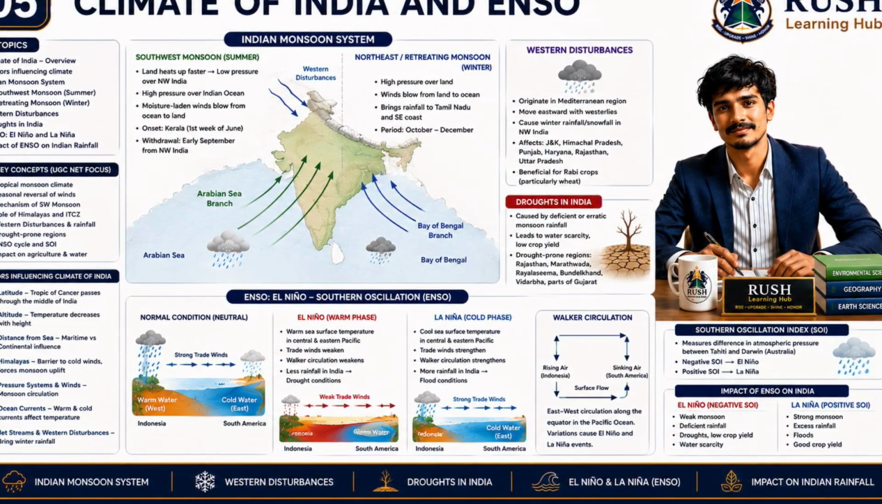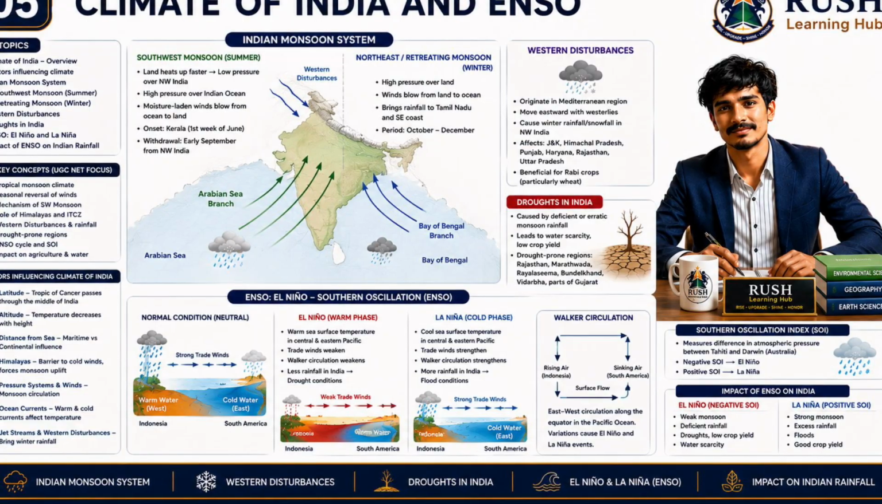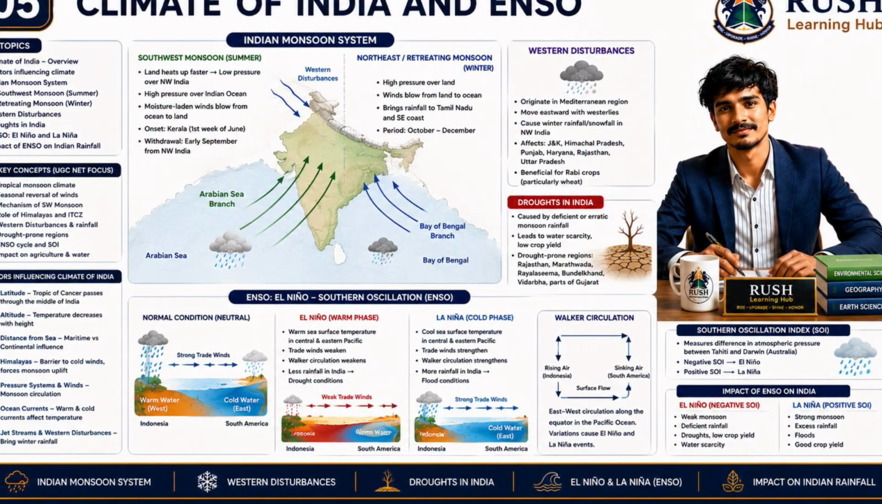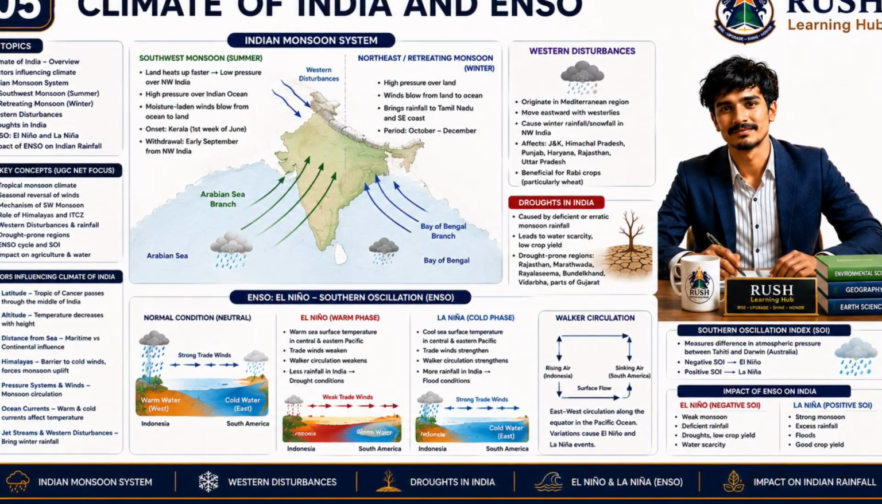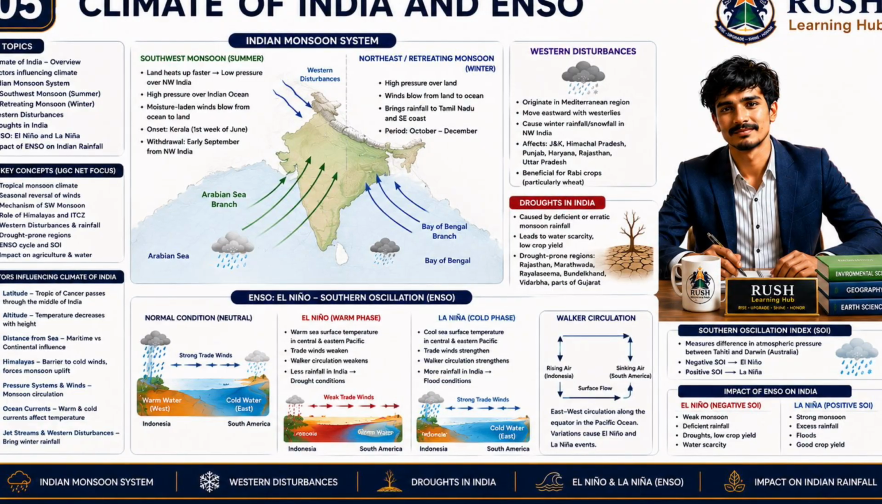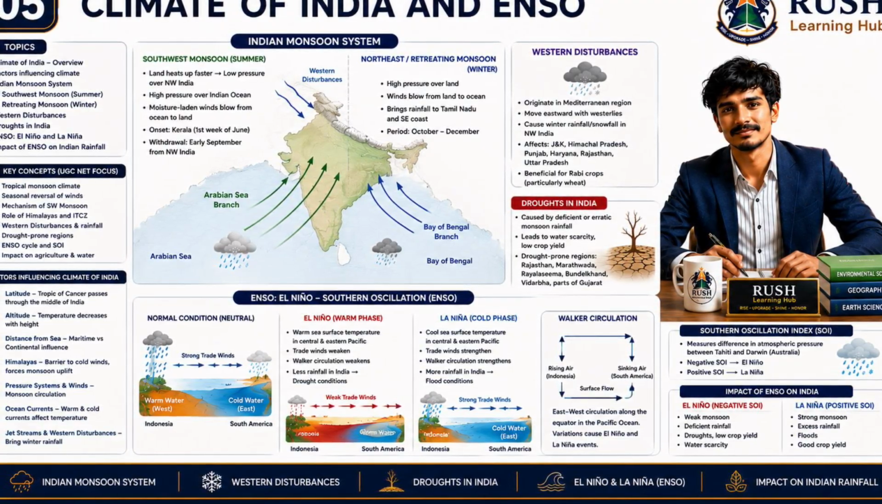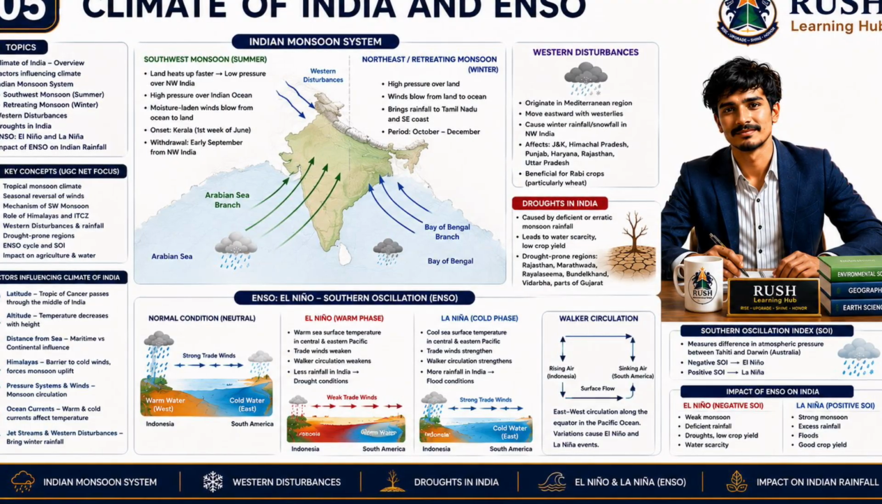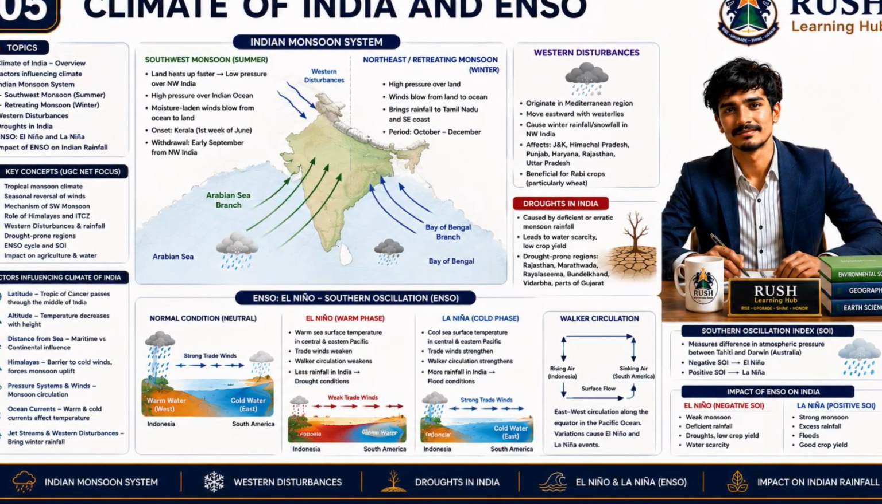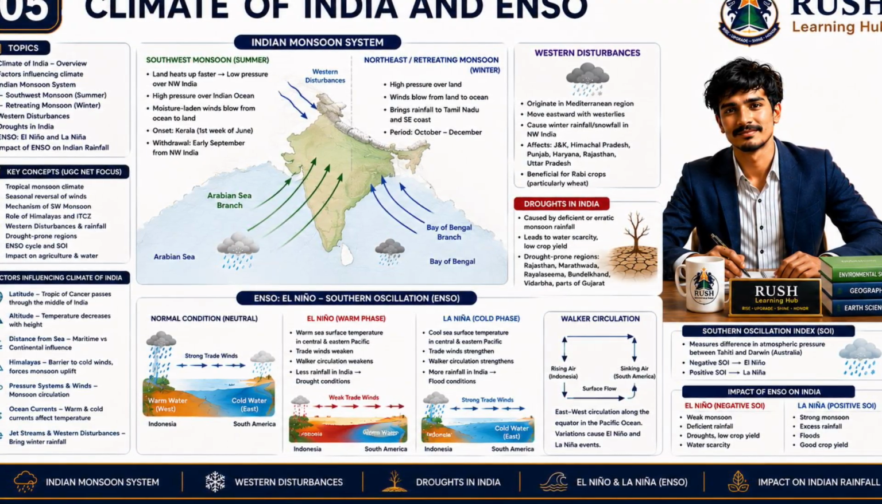Another important concept associated with ENSO is water circulation. Water circulation is an east-west atmospheric circulation over the tropical Pacific Ocean. Variations in this circulation are responsible for the development of El Niño and La Niña events.